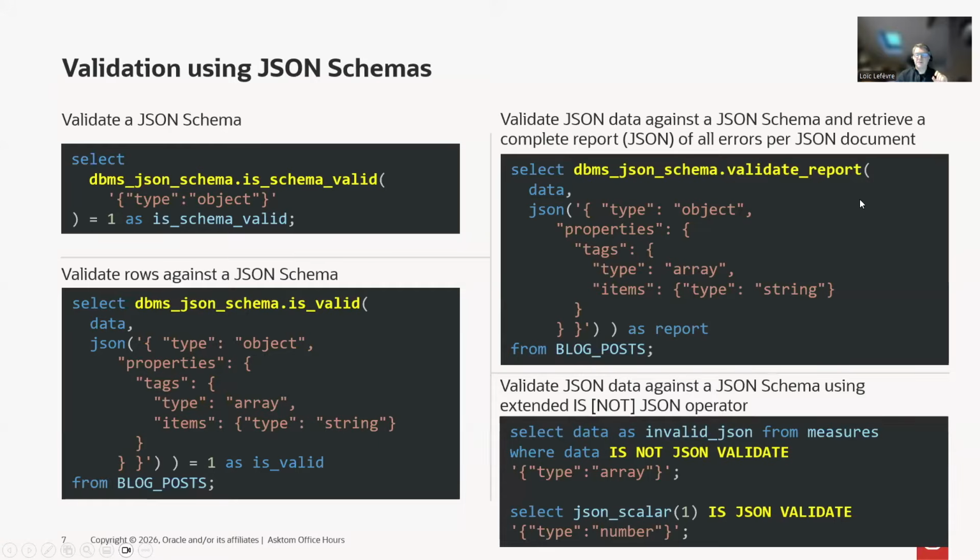And also something very interesting: you can rely on the IS or IS NOT JSON operator with the new VALIDATE keyword, where you can pass a JSON schema afterwards, and it will, for example, find within the table the documents that comply or don't comply with a JSON schema.